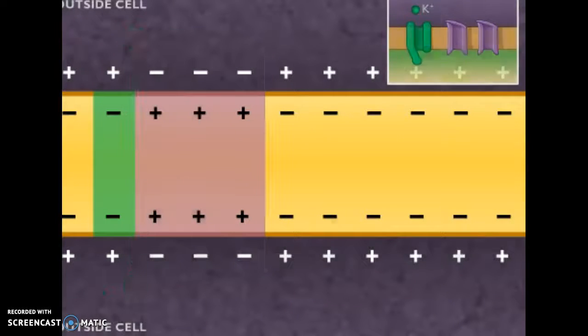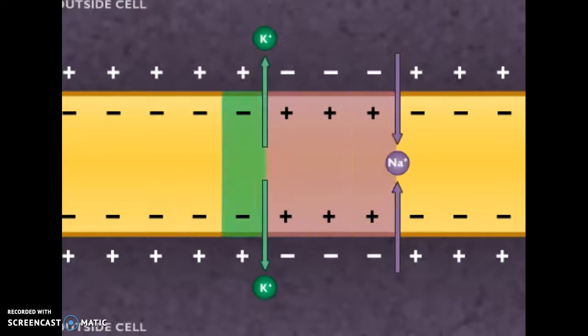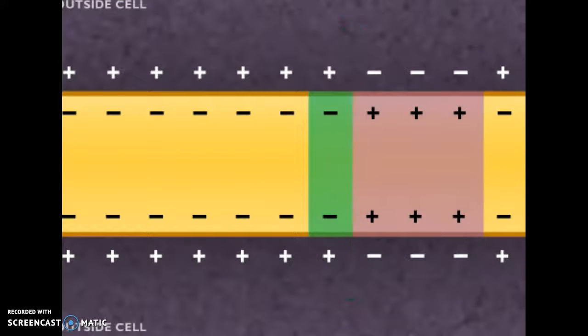The sodium-potassium pump is used to balance the concentrations of sodium and potassium inside and outside of the cell. This restores the resting membrane potential.